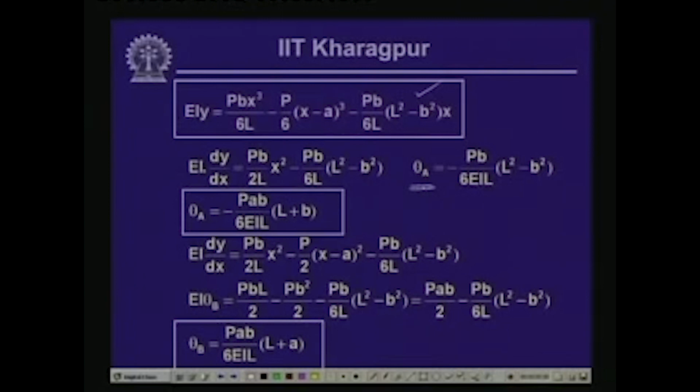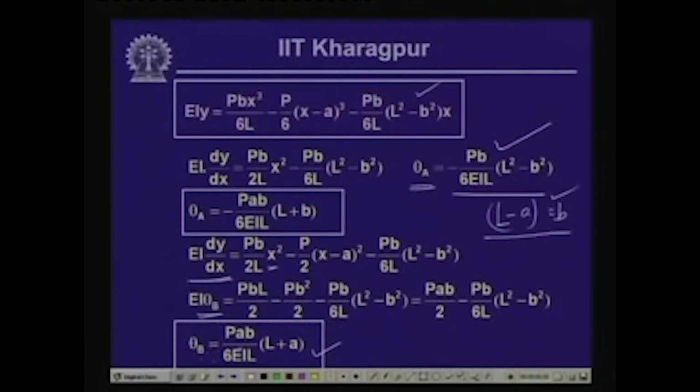Now, if we would like to find out the slopes at the two ends, at end A and end B, theta A from the first expression we can compute, and we get the value of dy dx as Pb by 6 EIL times L square minus B square, noting that L minus A is equal to B. If we substitute, we can get the value of theta A, and theta B accordingly, if in the expression of dy dx that we have obtained earlier we substitute x equals to L, we get the value of theta at B, and we get Pab by 6 EIL times L plus A.